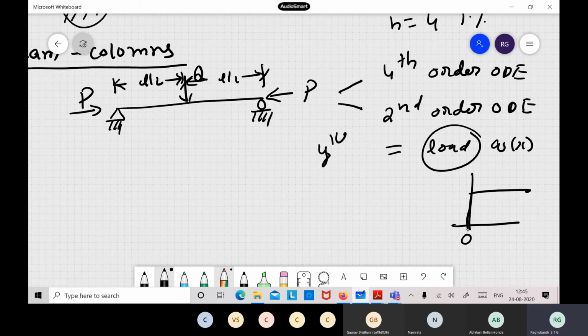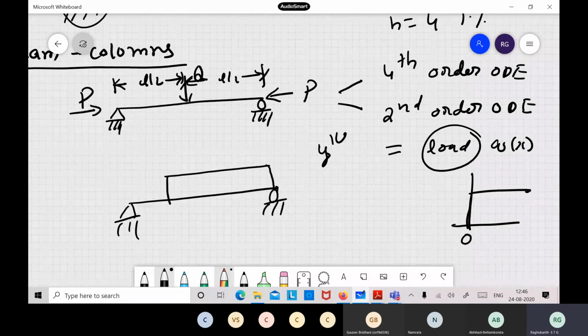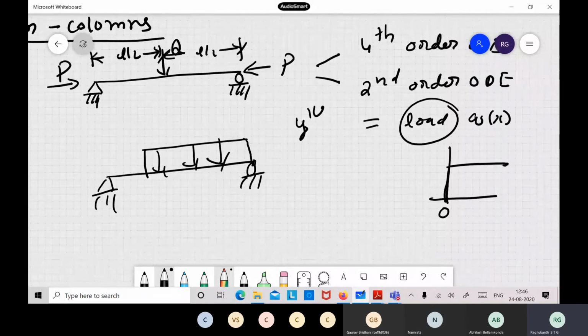Maybe a step function can be used for some UDL. Suppose some load is acting like this on the beam, a UDL kind of thing, then you can represent it in terms of a step function. But concentrated loads, how do we represent them? Dirac delta function. Excellent.